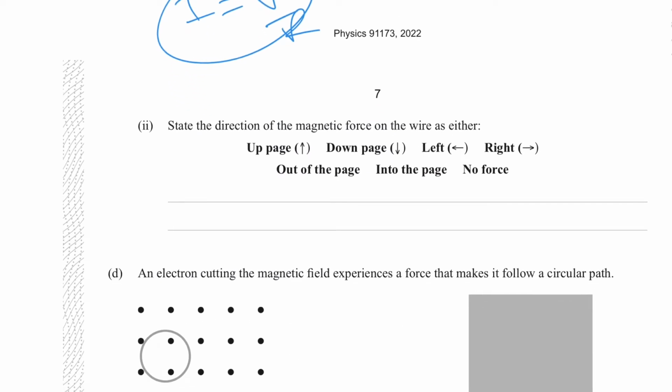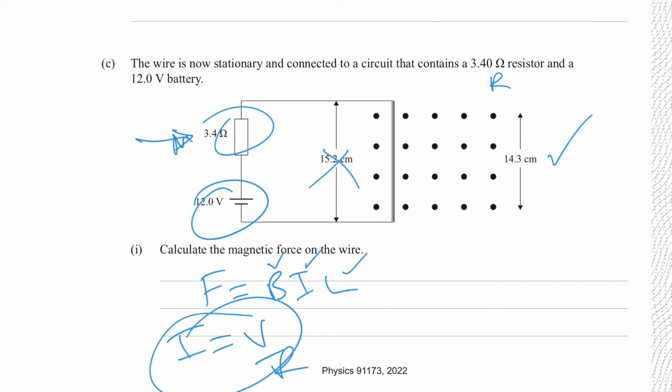State the direction of the magnetic force on the wire. Okay, so current flow is from positive to negative this way.